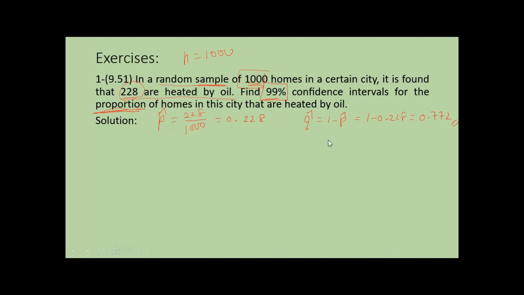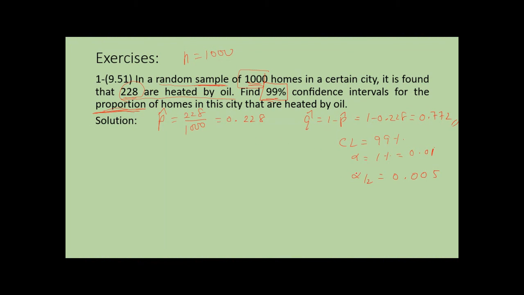What is the confidence level? The confidence level is 99%. So the error level alpha is 1%, which is 0.01. What is alpha by 2? 0.005. Isn't it? We divide 0.01 by 2, and we get 0.005.